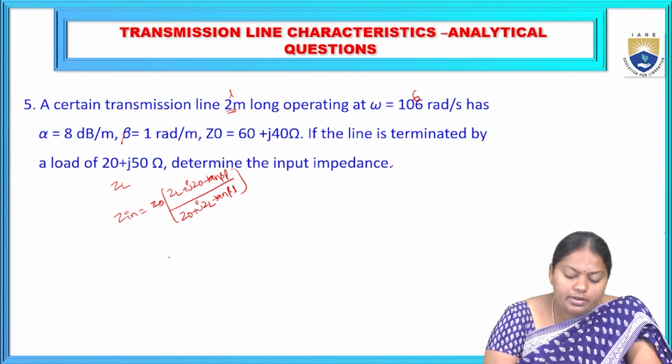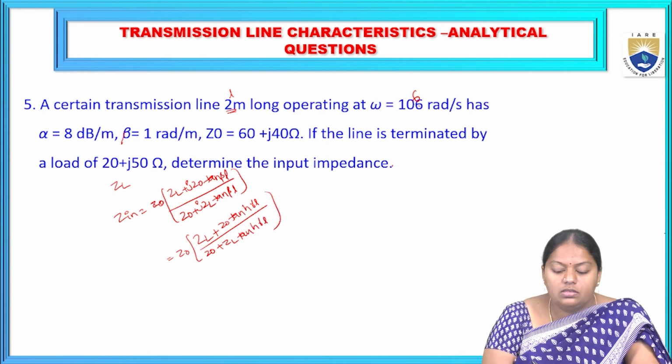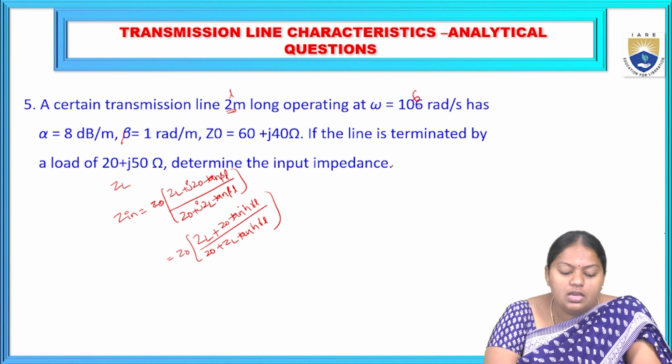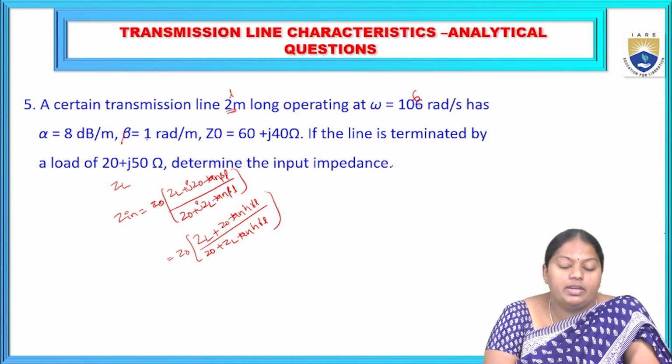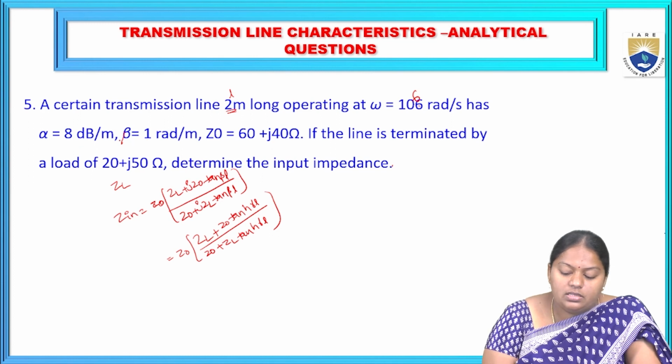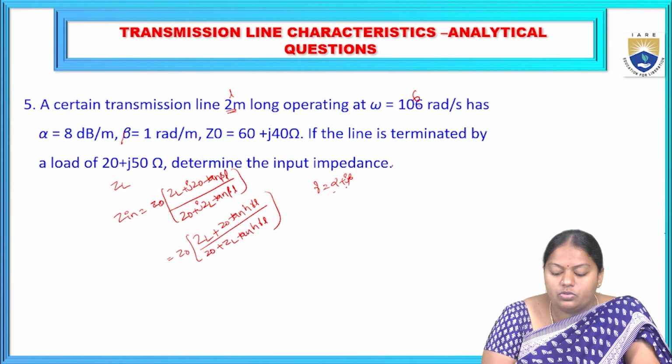For a lossy line, it will become Z0 into ZL plus Z0 tanh gamma L by Z0 plus ZL tanh gamma L. Why? Because here we have considered gamma, meaning alpha and beta values are to be given. So alpha and beta exist means gamma must exist. So alpha plus J beta is used for the gamma expression.